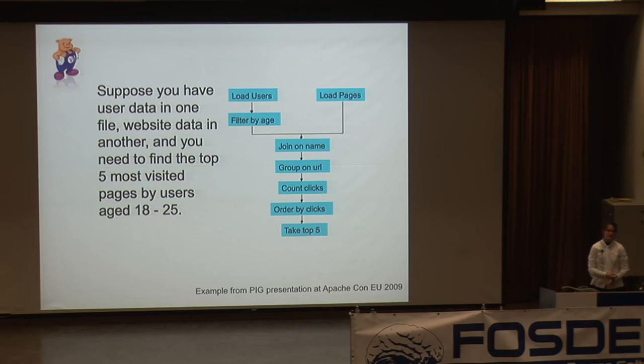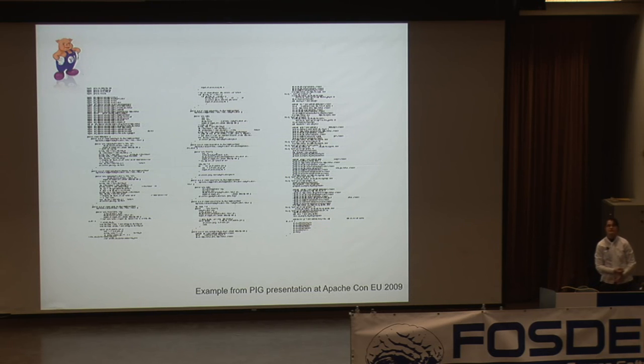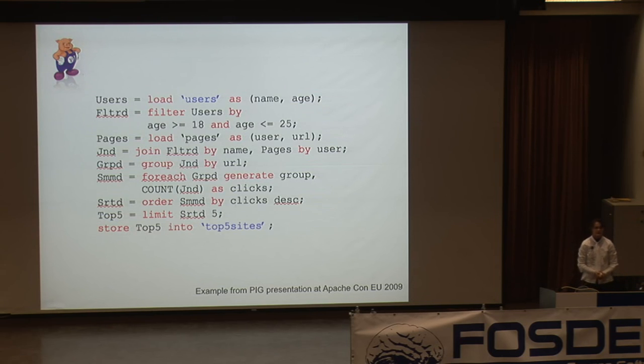If you were to do this in Java code, it would look something like that. You're not supposed to read it up there in the last rows. You're not even supposed to read it over here in the front. If you're doing it with Pig, it looks something like that. And I hope that even the guys over there in the back can read it.